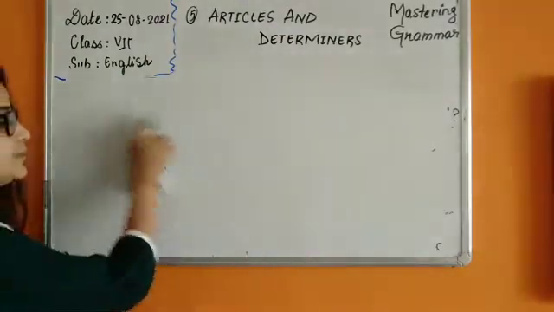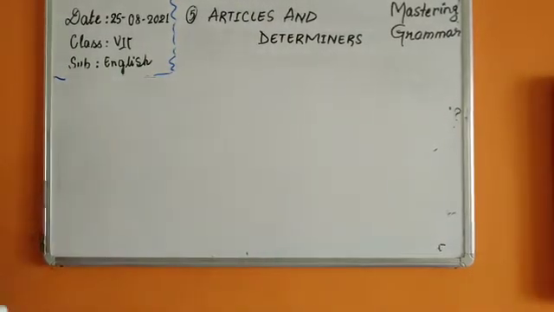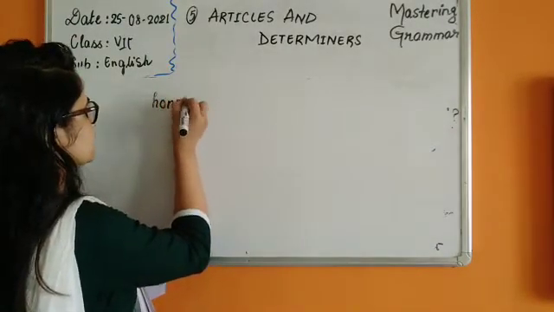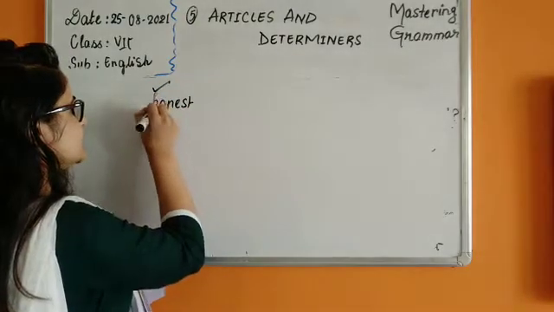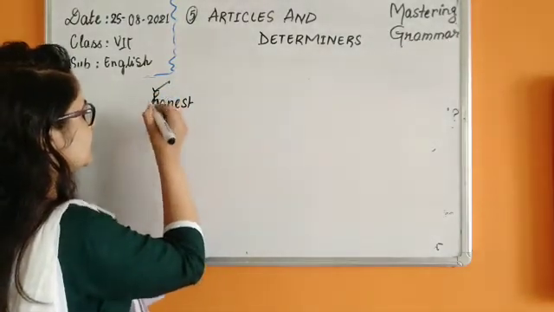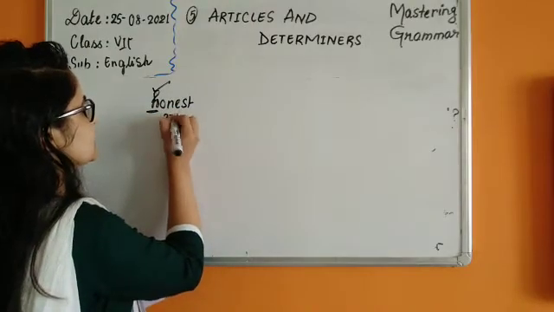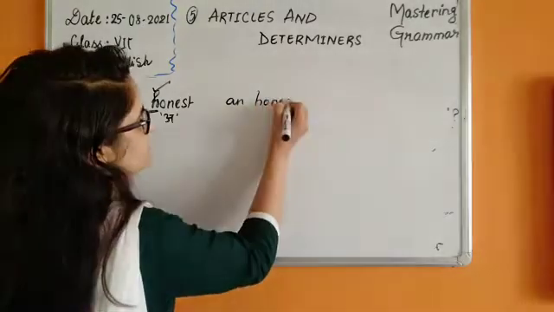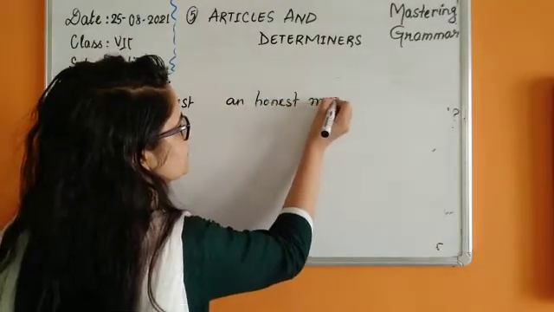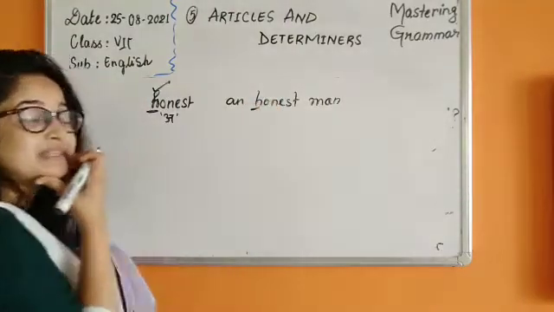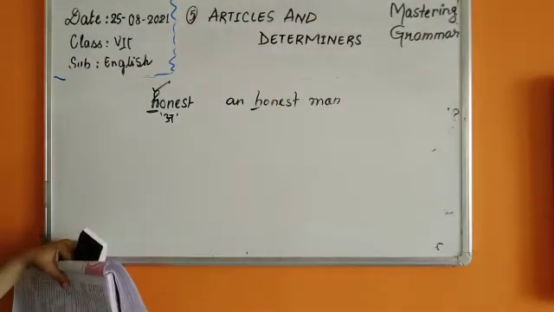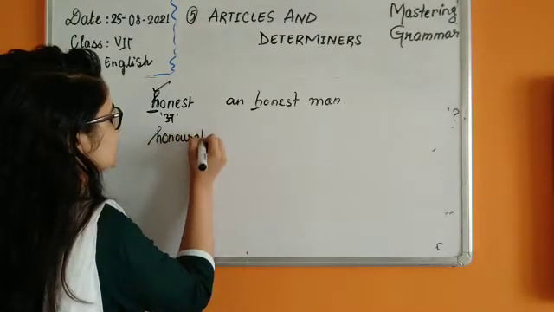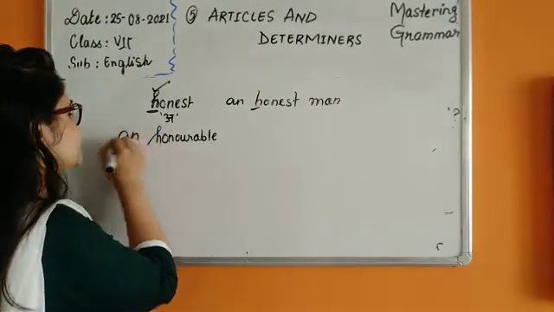Now see children, some words have a silent H. You see honest. We are not pronouncing the H, although we are spelling it. We are saying honest. So this will be an honest man. Similarly, we have a lot of words that begin with H but take the initial vowel sound, like honor, honorable. So we are going to say an honorable.